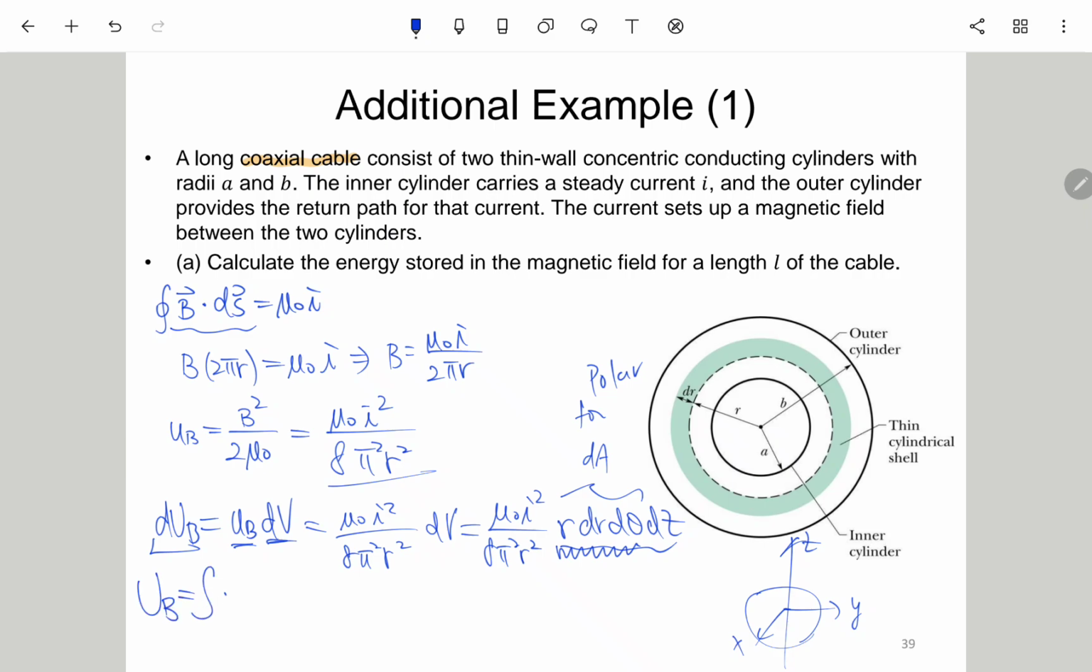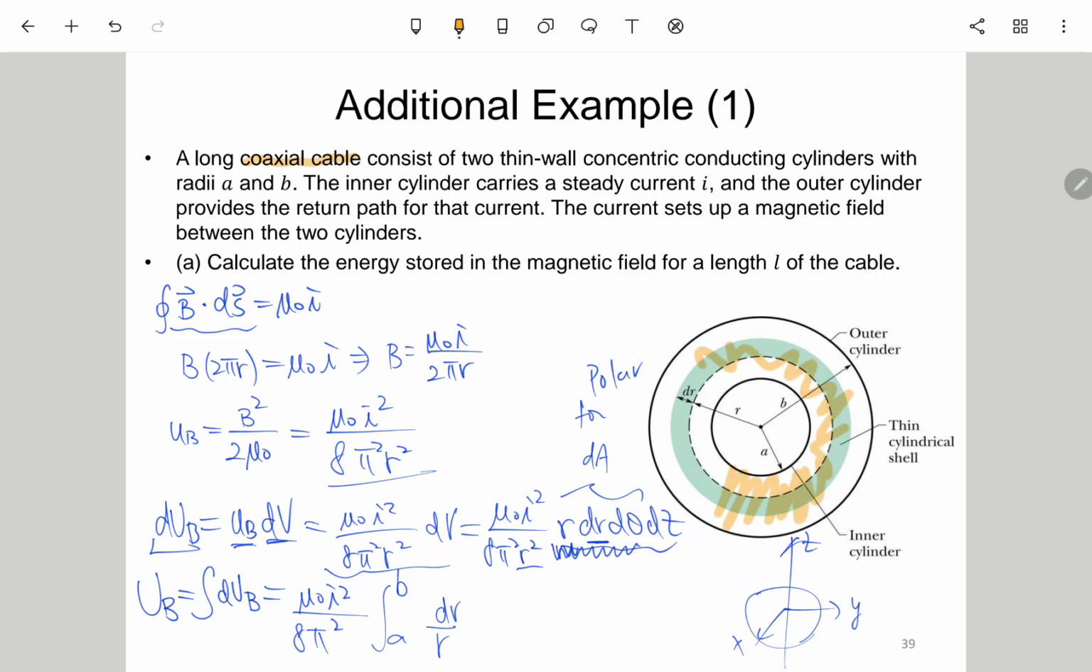UB equals the integral of dUB. It becomes this thing, where mu0 I squared over 8 pi squared is all constant. So we can just put it in the front, and then we have dr, and then we have r over r squared. So finally we only have 1 over r, and then we integrate from a to b. We just consider this part.